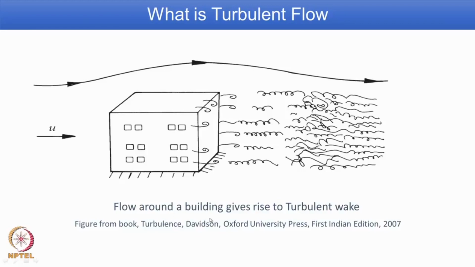This is another example to understand what a turbulent flow is. So, this is a representation for flow past a building.